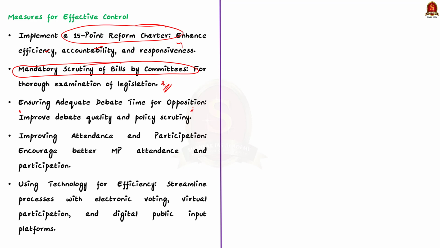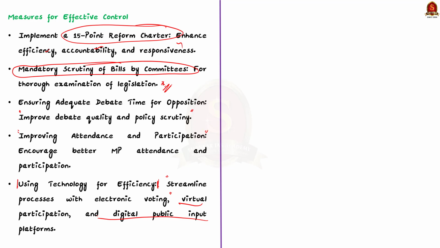Fourthly, improving attendance and participation. See, encouraging better attendance of MPs in Parliament is necessary to ensure that the discussions and votes are representative of all viewpoints. See, this can be supported by strict adherence to attendance rules and consequences for consistent absenteeism. Fifthly, using technology for efficiency. See, we should adopt modern technology to streamline the parliamentary process, including electronic voting, virtual participation of members who are unable to attend in person, and digital platforms for public input on legislative matters. See, this can make the parliamentary process more efficient and accessible.